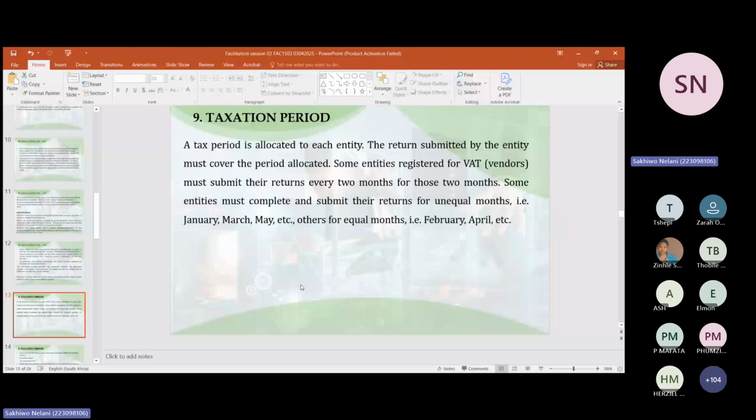So if your product is 100 rand, you must charge 100 rand, not 100 rand plus 15%. Otherwise, it would be illegal for you to do that.